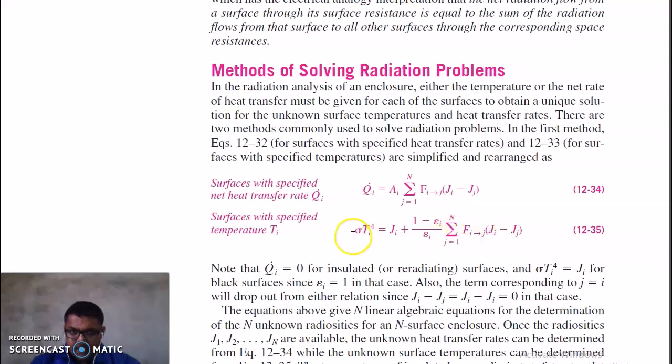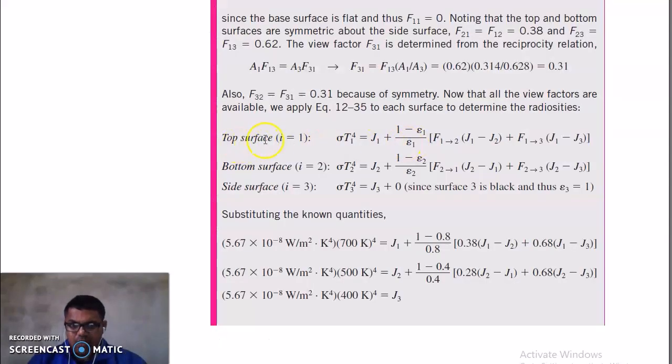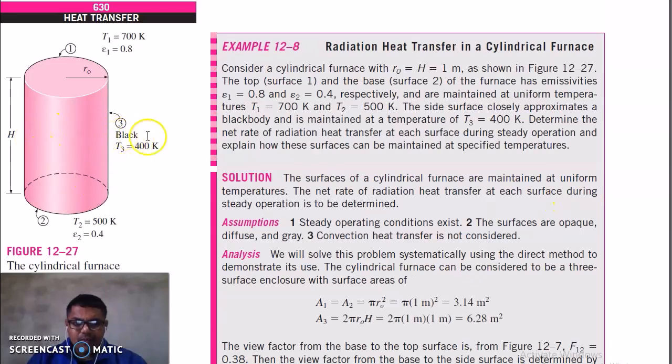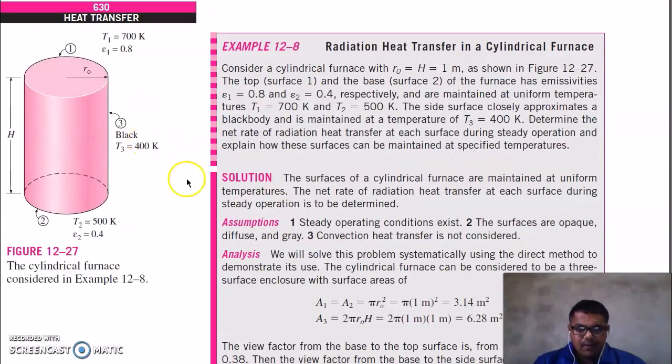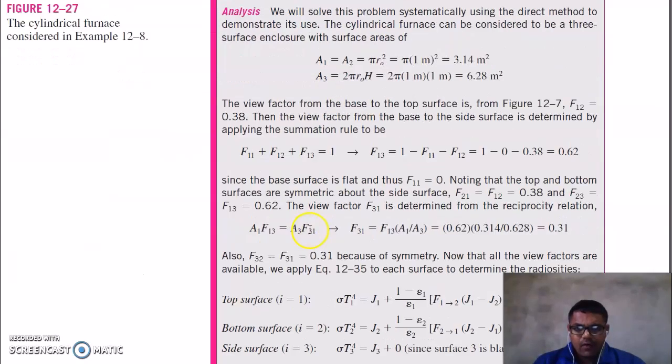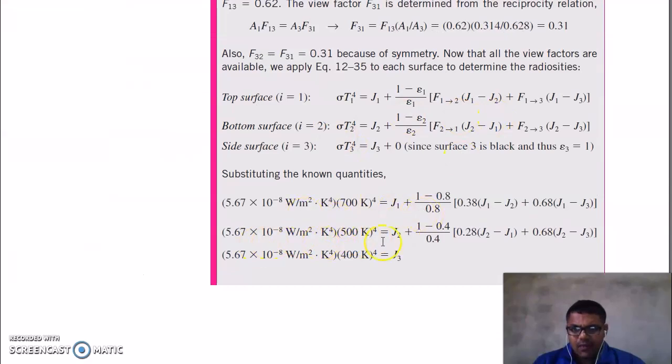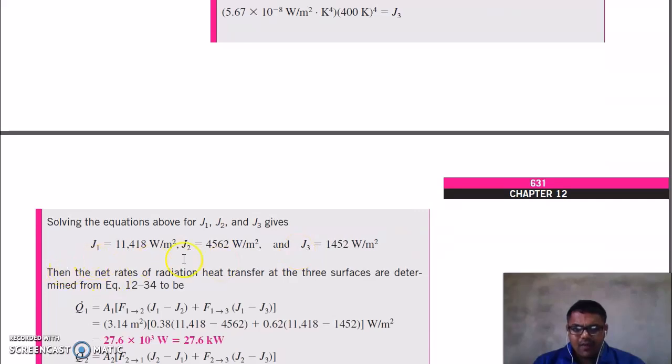You will get this equation for the top surface, i is equal to 1, and for the bottom surface i is equal to 2. And for the side surface i is equal to 3, you will get this equation, because the side surface is black and thus emissivity is equal to 1. It is mentioned that this side surface is black. Now the temperatures of the surfaces are given, T1, T2, T3: 700, 500 and 400. Put them in the equation. You will get 3 equations with 3 unknowns, which are J1, J2, J3. Solve these 3 equations. You will get J1, J2 and J3.